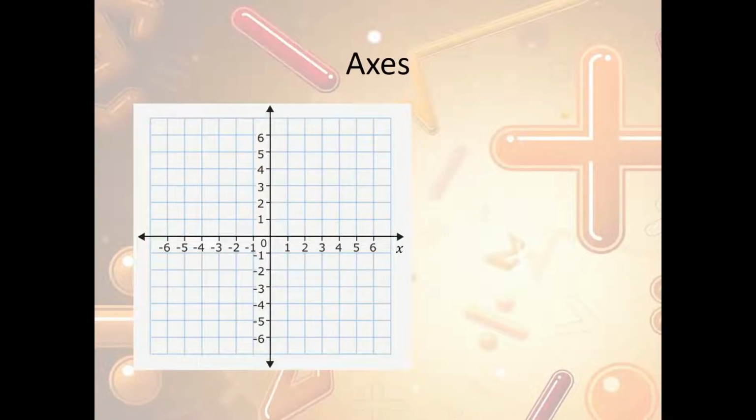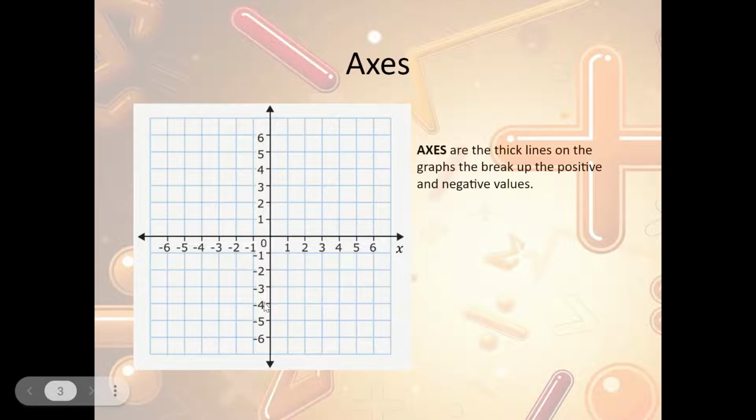Now let's take a look at axes. Within the coordinate plane, we should notice that there are lines that break up the x and y's. The axes are the thick lines that break up the positive and negative values. So if we look here, we have our x's that go this direction, with our positives on this side and our negatives on this side. They're broken up by this line here that represents the negative y's and the positive y's. So they break up each other and create positives and negatives in each of these boxes.